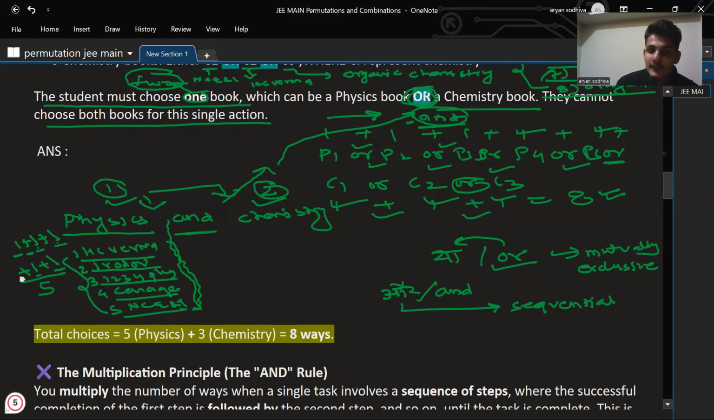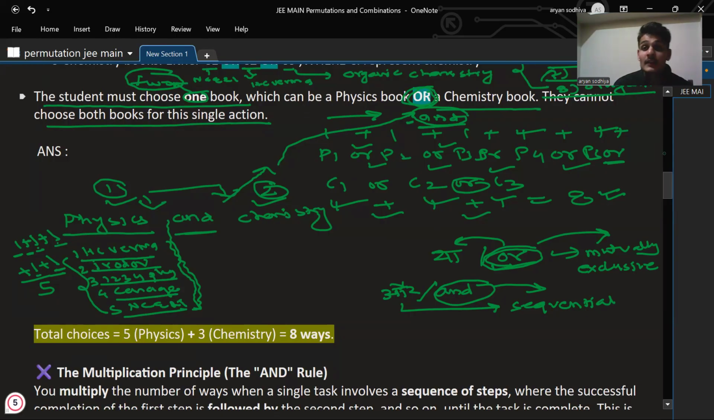तो हम इंग्लिश में बात कर रहे हैं तो we will remember one thing: if "or" is there, it means the events are mutually exclusive; if "and" is there, then these are sequential steps. So sequential steps हैं, फिजिक्स का टास्क कंप्लीट हो गया.